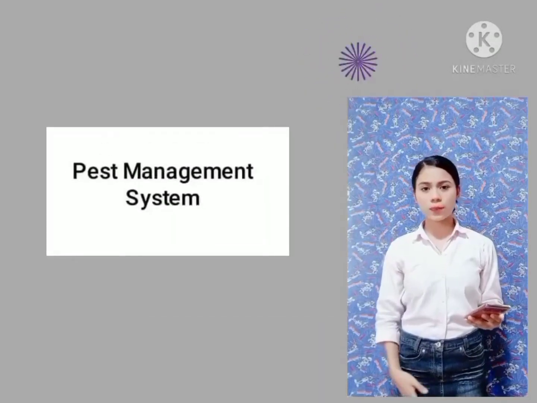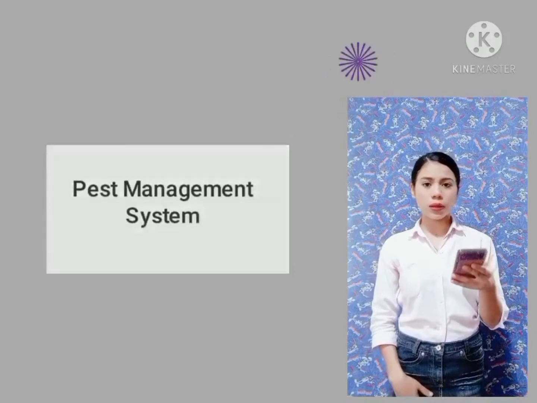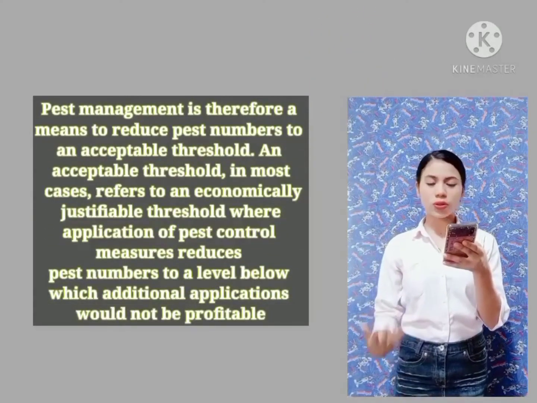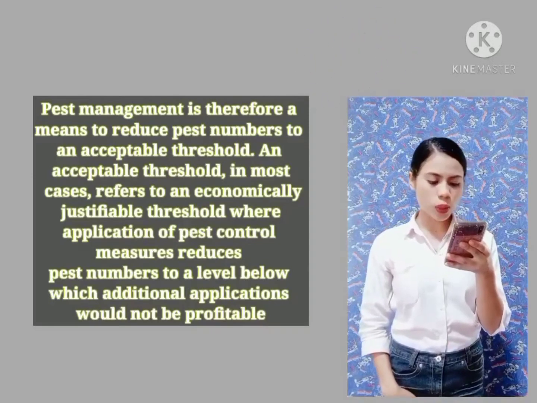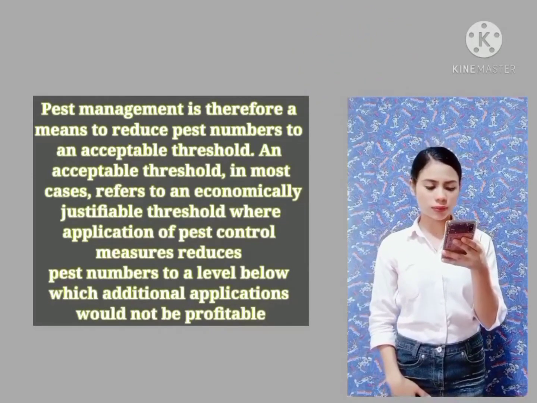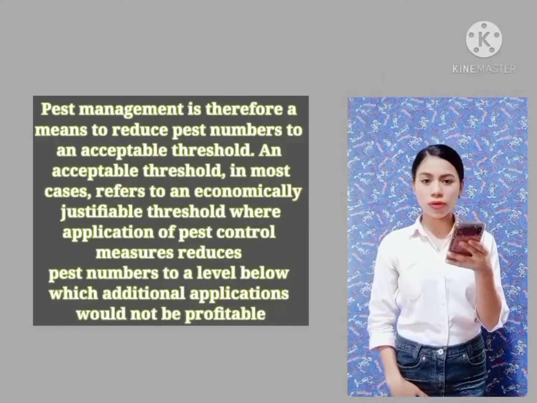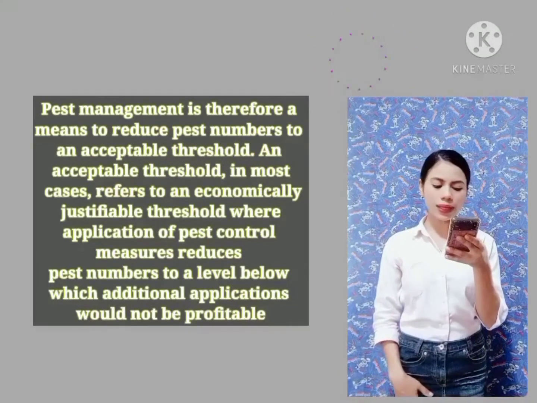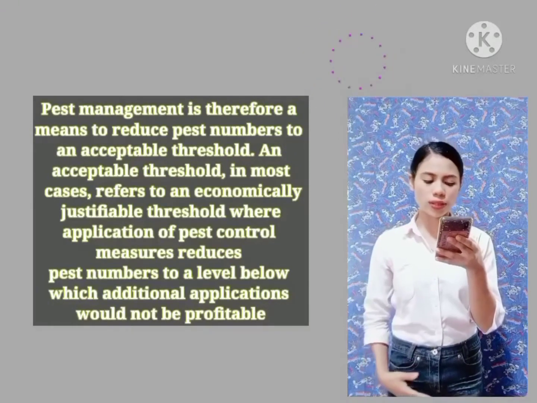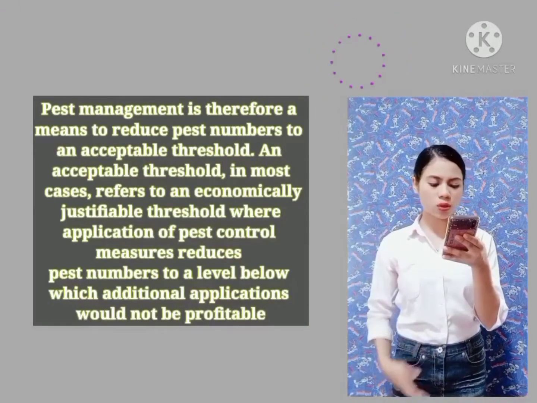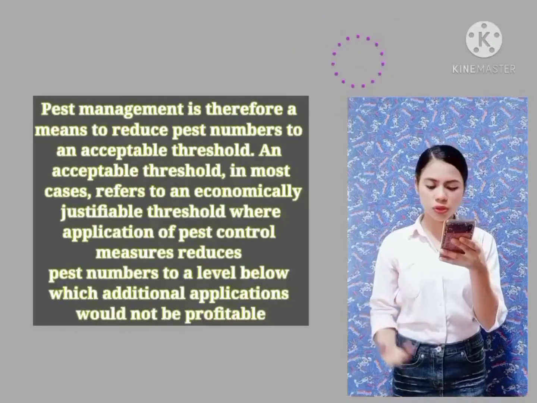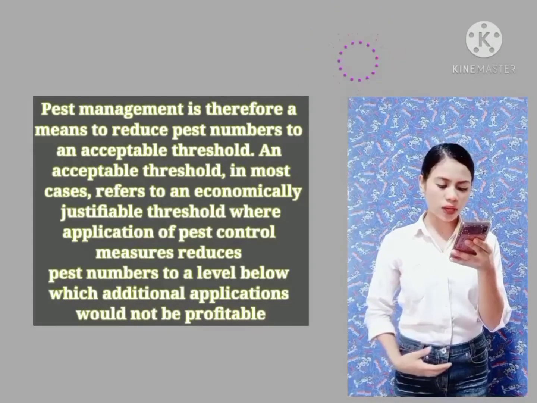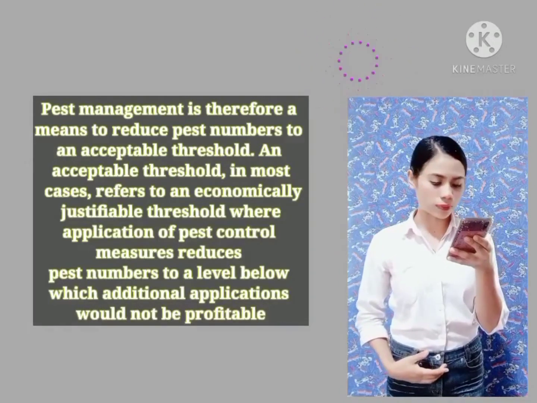So let's proceed to the pest management system. Pest management system is therefore a means to reduce pest numbers to an acceptable threshold. An acceptable threshold, in most cases, refers to an economically justifiable threshold where application of pest control measures reduces pest numbers to a level below which additional applications would not be profitable.